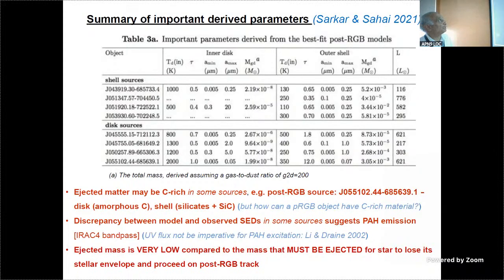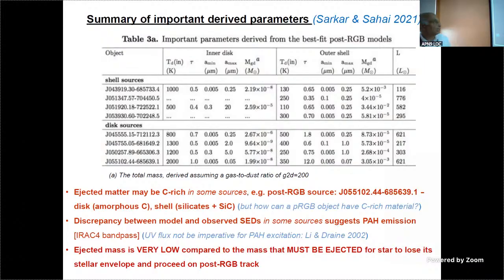Okay, so here's a summary of the important parameters that we derived for these objects. I won't go into details except to point out that these are the shell sources, these are disk sources for the post-RGB objects. And you can see that the total mass of the disk is quite small. But the mass in the shell is larger, but it's still quite small compared to what you would expect for the total mass that needs to be ejected, half a solar mass or more, in order for this object to be going on a post-RGB track. I'll come to that in a moment.